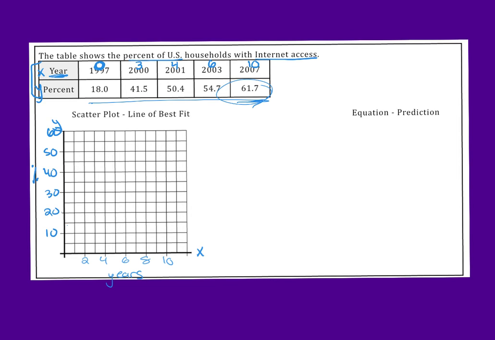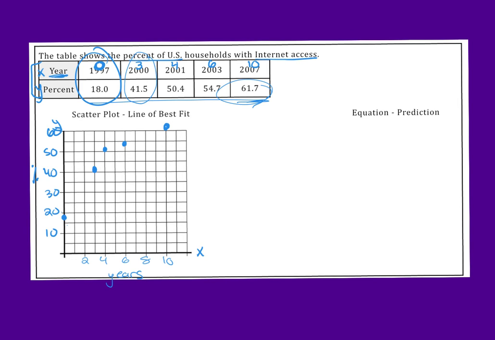All right, so let's estimate about where these points are. So 0, 18, it's going to be about here. All right, over 3 up 41.5. Over 4 up 50.4. Over 6 up 54.7. And then over 10 up 61.